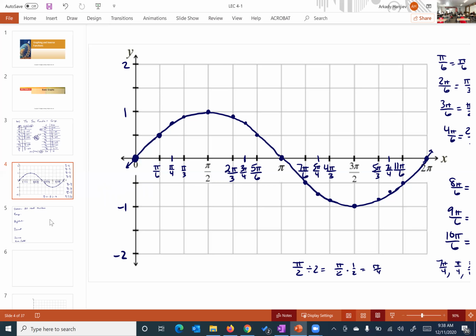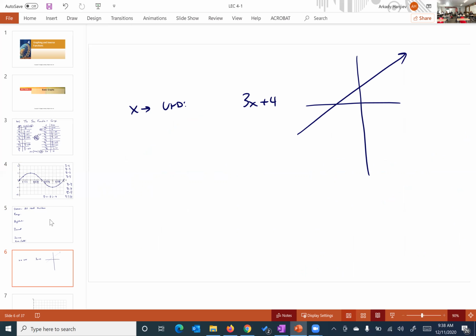Quick lesson on domain. Domain is any x's that you put in that would cause something to be undefined. A perfect example is 3x plus 4. That's a linear function, and it goes like this. So the domain for this is all real numbers. Sometimes we say negative infinity to positive infinity.